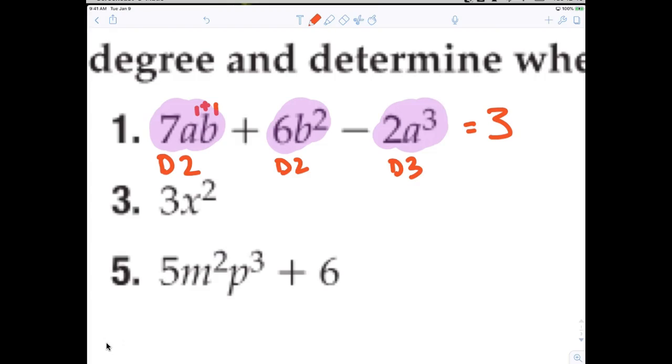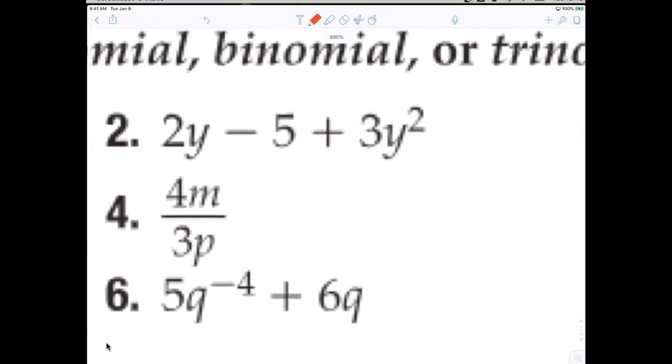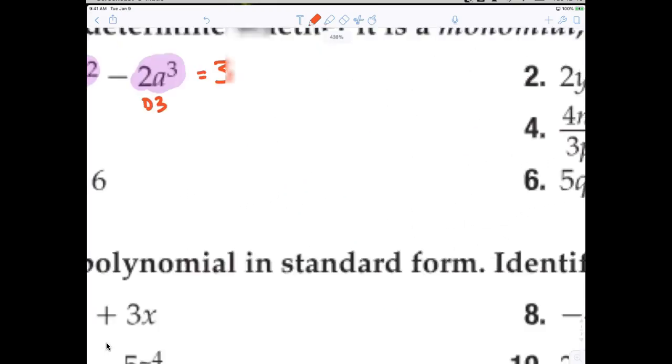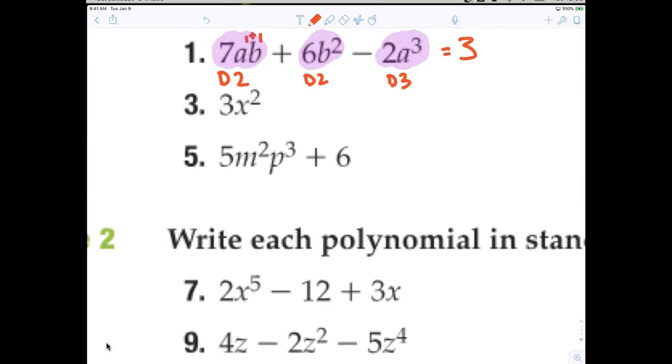So now I'm going to go to the next problem. Let's see if you understood what I said. For question number 2, it is called a what? Trinomial. And the degree is what? 2. The degree is 2. Any questions? Now, question number 3. That is considered a what? Monomial. And the degree is what? 2.